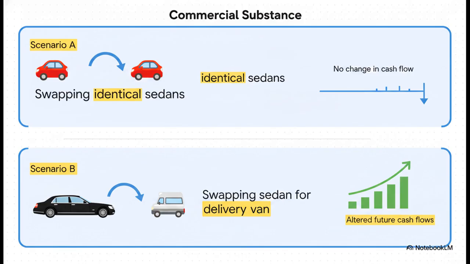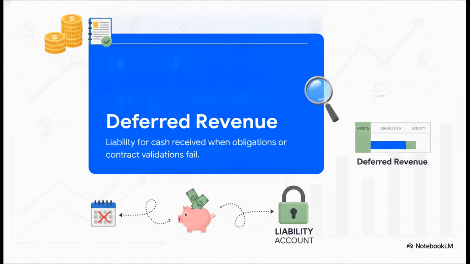Here's an example. If you have a red sedan and I have an identical blue sedan, and we swap them just because you like red and I like blue, well, there is zero commercial substance there. Our cash flows haven't changed at all, it's just a barter. But if I trade you my luxury VIP sedan in exchange for your delivery van, that has commercial substance. Why? Because I'm going to use that van to make deliveries, which lowers my expenses and directly changes my future positive cash flows. It fundamentally alters the financial reality of the business. Make sense? Now, what happens if your contract actually fails that ARPC checklist?